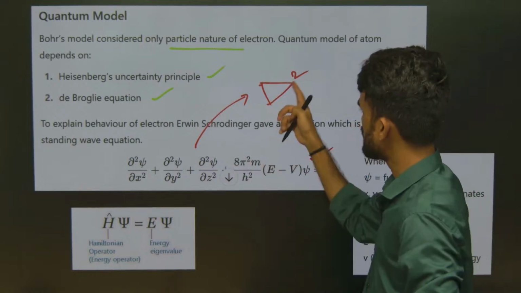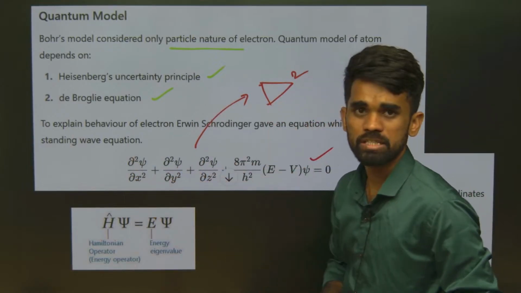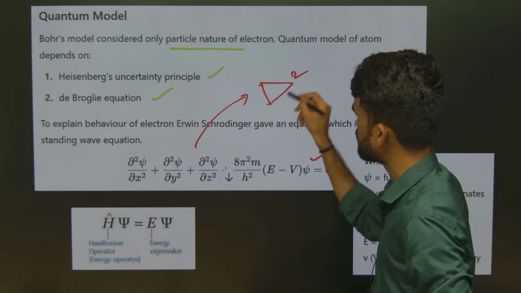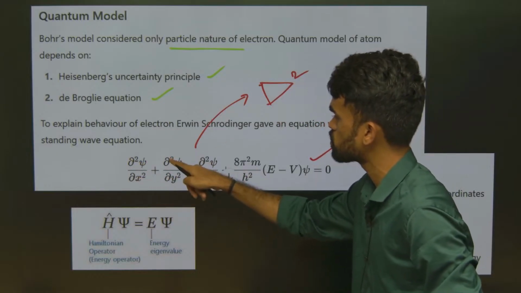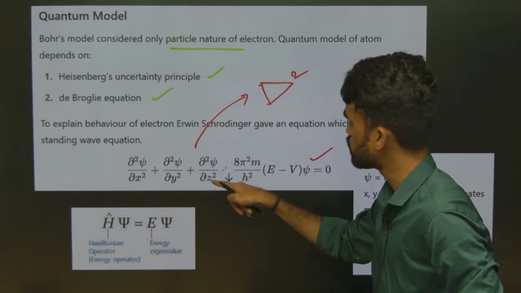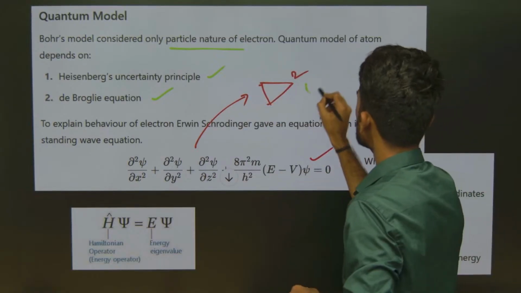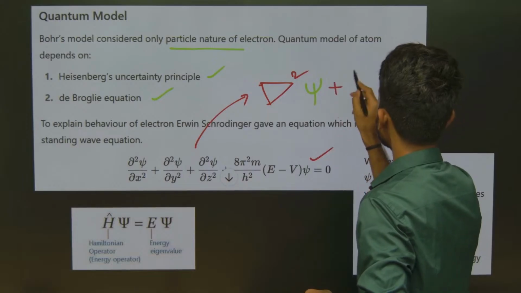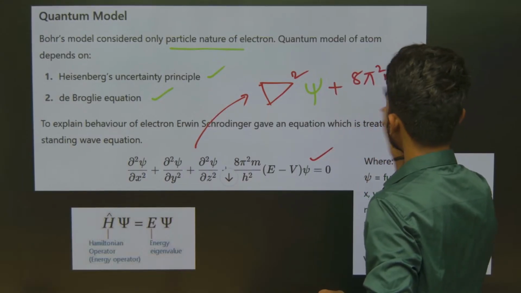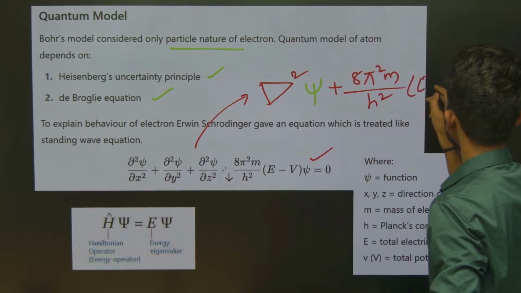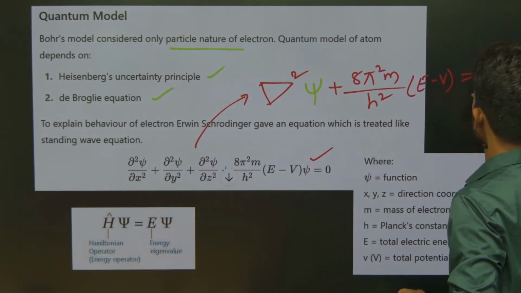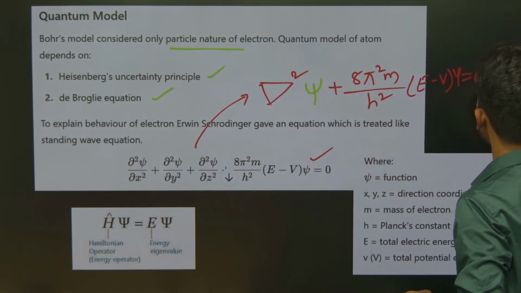So ∂²/∂x² + ∂²/∂y² + ∂²/∂z² is simply indicated with del square. So the equation is ∇²ψ + (8π²m/h²)(E − V)ψ = 0.